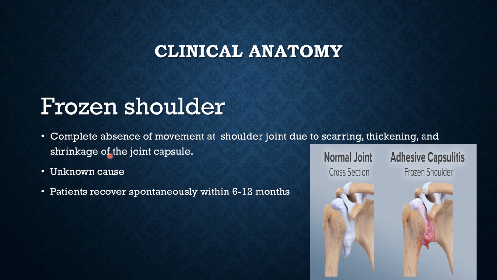So what is the etiology behind that? Why is the joint capsule becoming so? The etiology is still unknown, but the joint capsule in frozen shoulder becomes thick, scarred, and shrunken, and patients recover spontaneously within 6 to 12 months. So it takes a long time for the recovery of the patient.